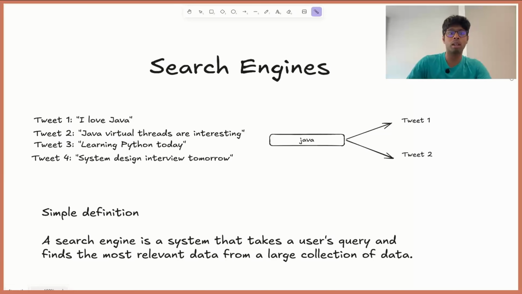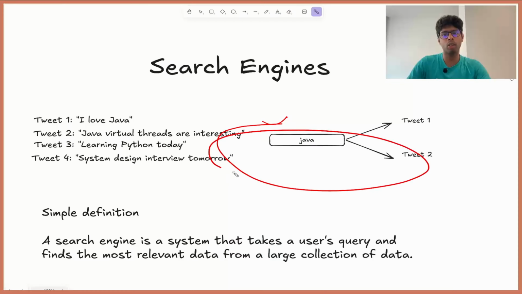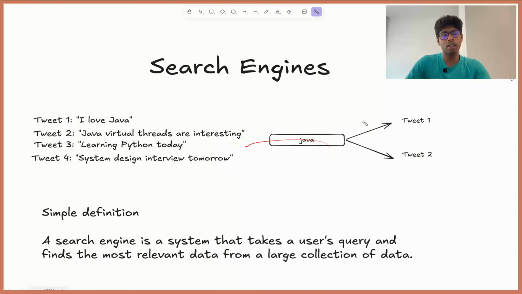I will give you one simple example. Let's say in our database of Twitter we are going to have a lot of tweets. So let's say tweet 1 is saying I love Java, tweet 2 is saying something, and tweet 3 is saying something. Now the user will come and do a query, let's say Java. When the user does a query, in that scenario we are going to return tweet 1 and tweet 2 to the user because the user is searching about Java. This is how a simple search service is going to work. Now we are going to discuss how we can make this service. This is the main idea of this video.